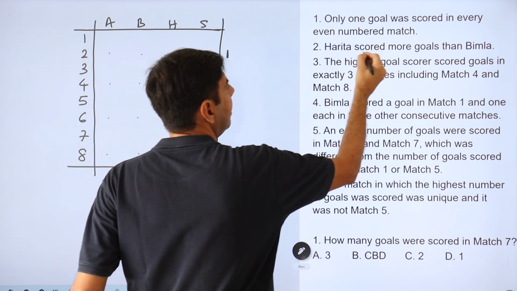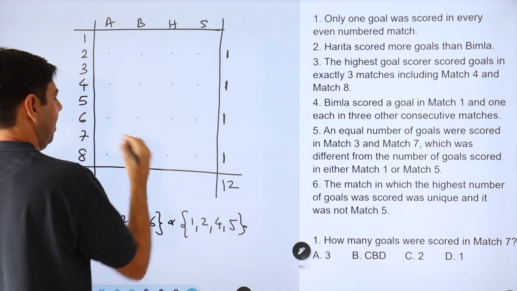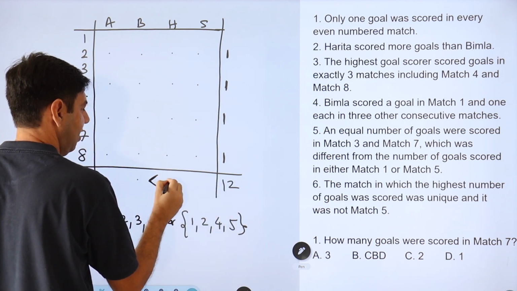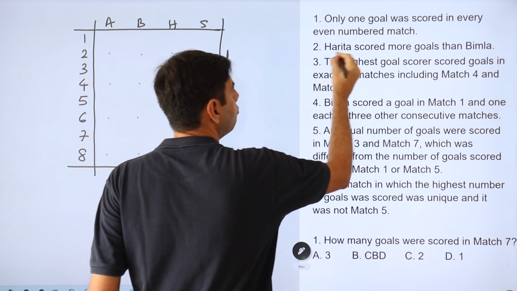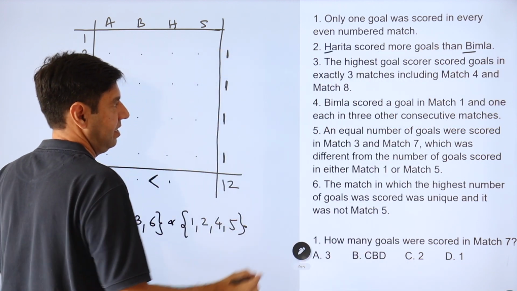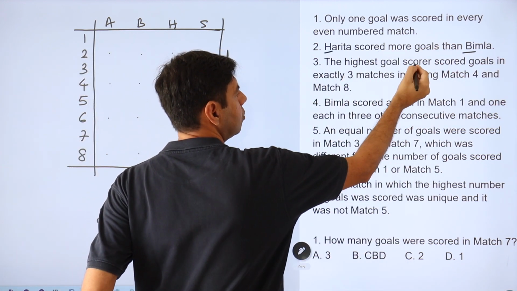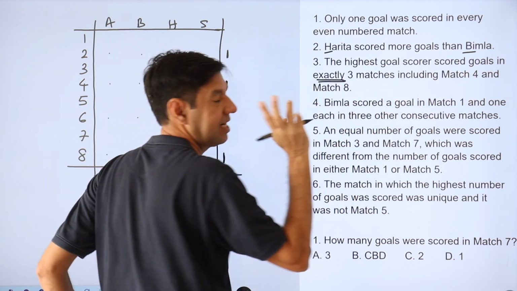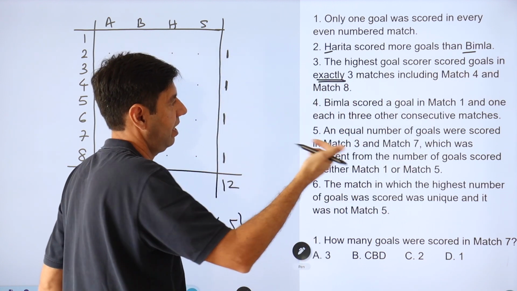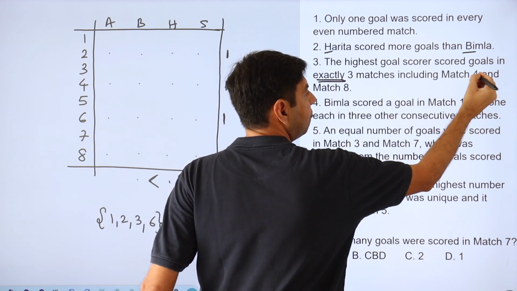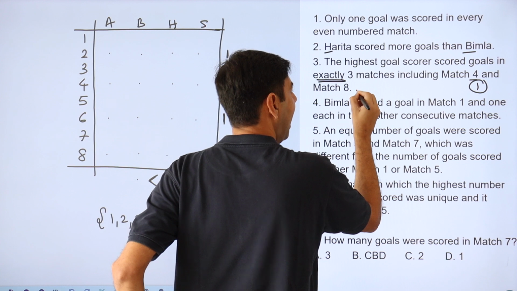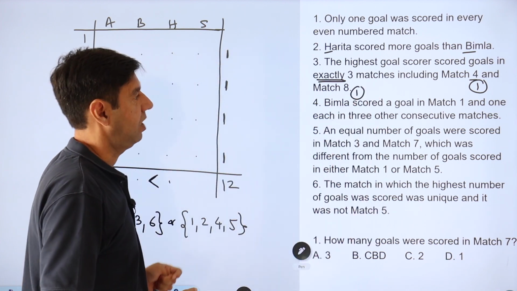Okay, Harita scored more goals than Bimla. So if I total it up, Harita's score has to be more than Bimla. So 2 names should catch your attention, Harita and Bimla. The highest goal scorer scored goals in exactly 3 matches. Yeah, just 3, not including match 4. Now in match 4, only 1 goal could have been scored. In match 8 also only 1 goal could have been scored.